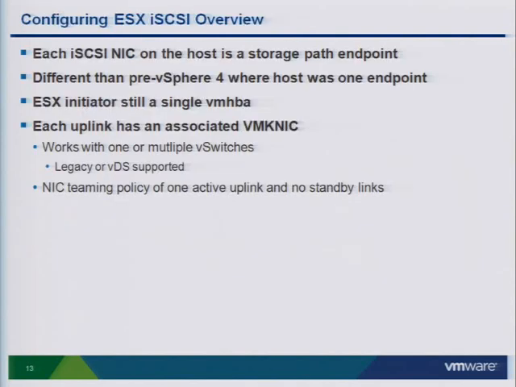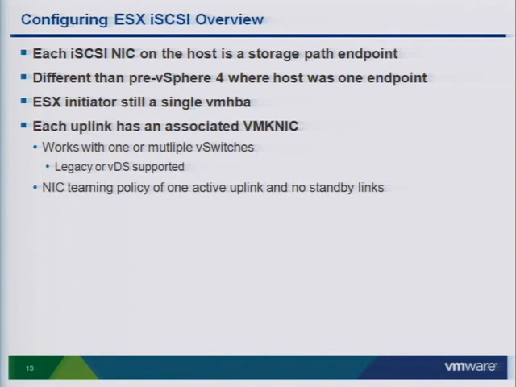So the change for 4.0 and 4.1 is that each NIC will end up being a different storage endpoint. Keep in mind that the ESX Initiator still appears to be a single vmhba, even though there are multiple ports on the host associated with it.